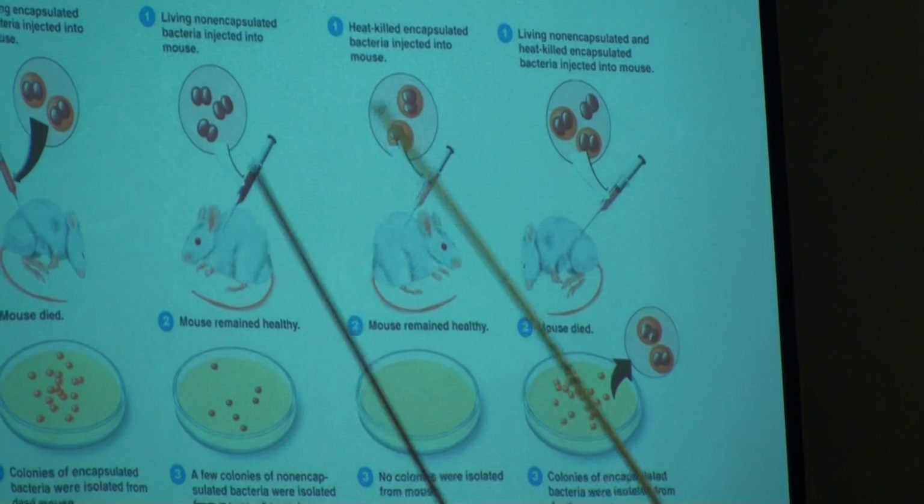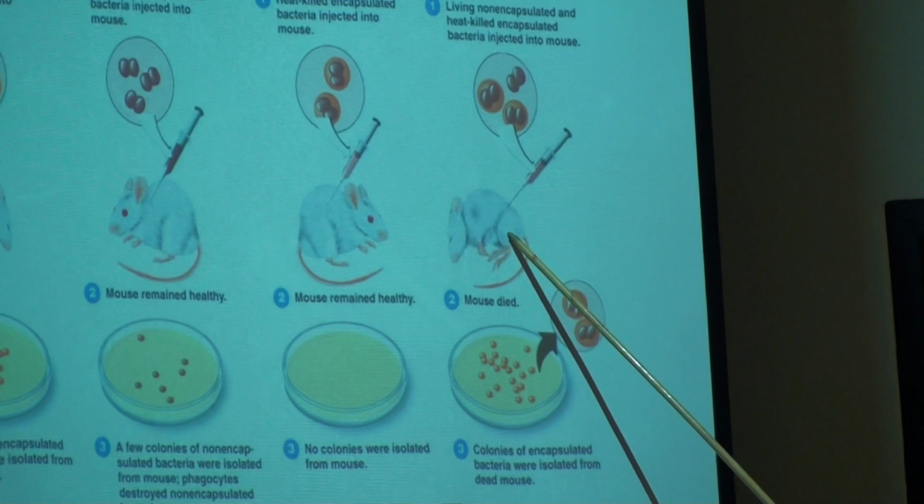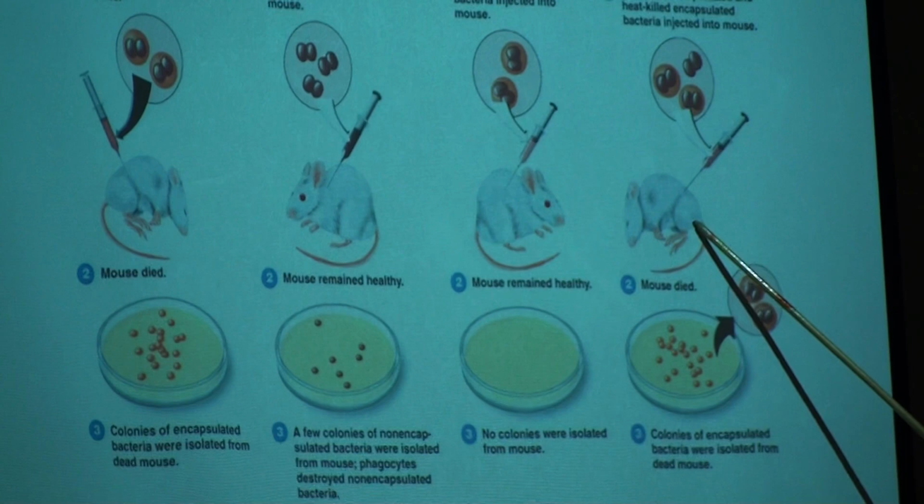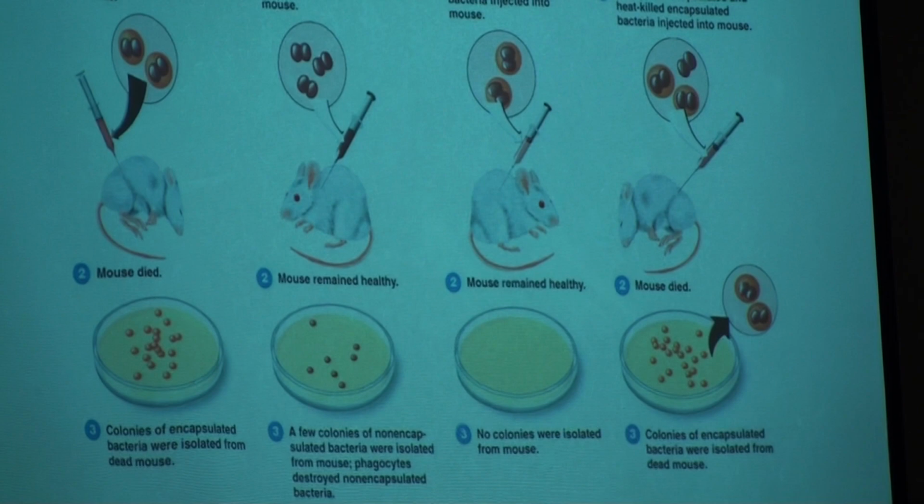Injected those into mice, and he would have predicted that the mice should have lived, right? Because the living R strain wouldn't kill the mice, and the dead S strain wouldn't kill the mice. So he thought when we mixed them together and injected the mice, they should live. But the surprising result was what? The mice died. He's like, what the heck is going on here?